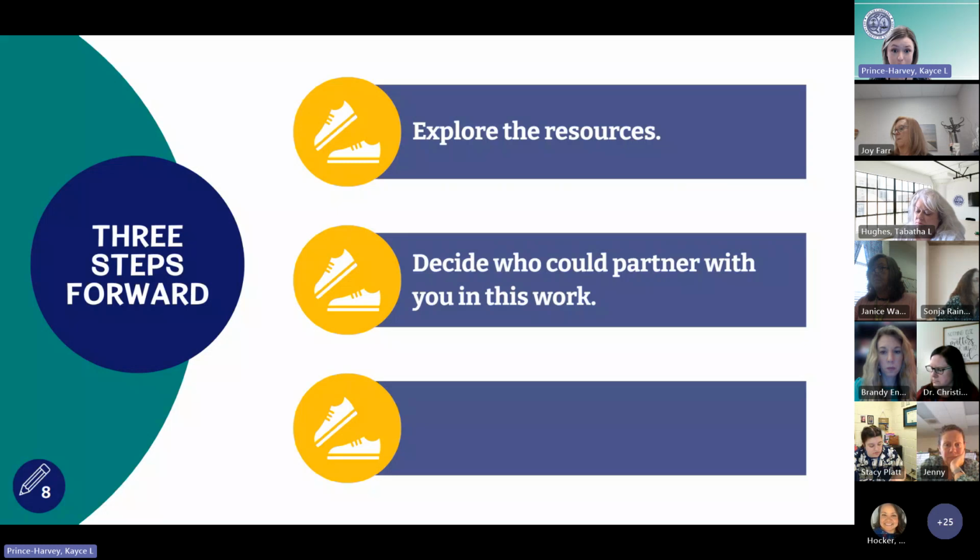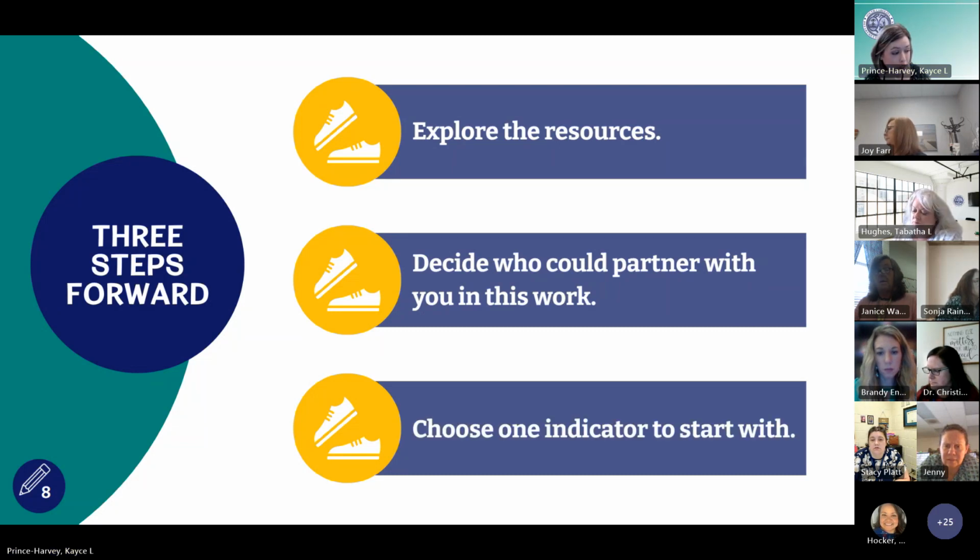Decide who you could partner with in this work. Maybe there's someone on your team. You could each take a different indicator and work through this process and build out a sequence of mini lessons that could be shared within your department or your team. And then again, choose one indicator to start with. One step forward is a good way to think about it.